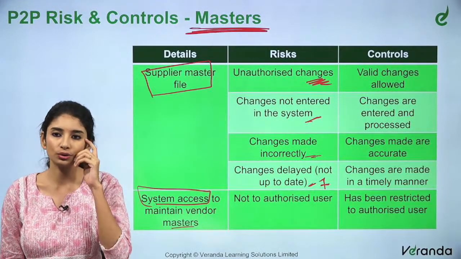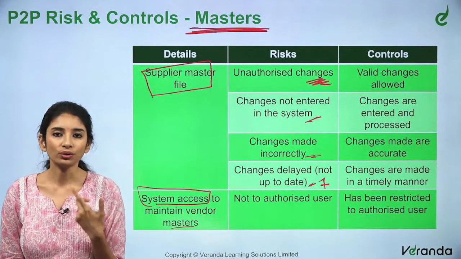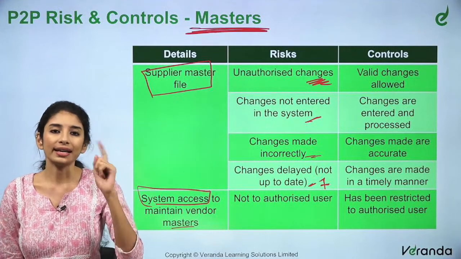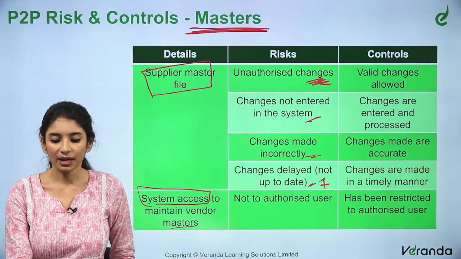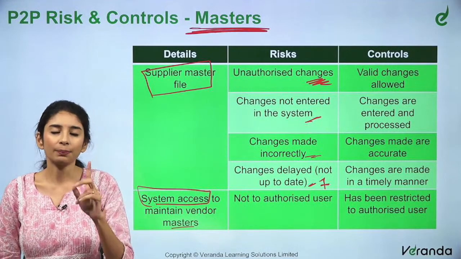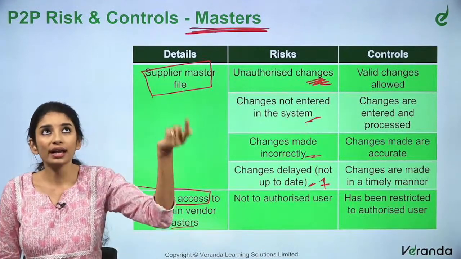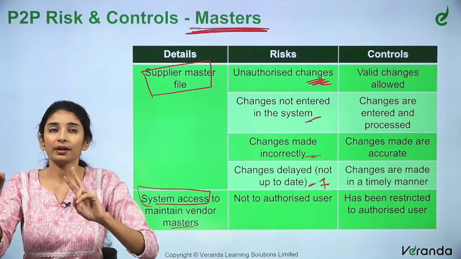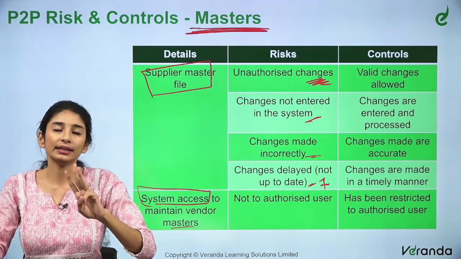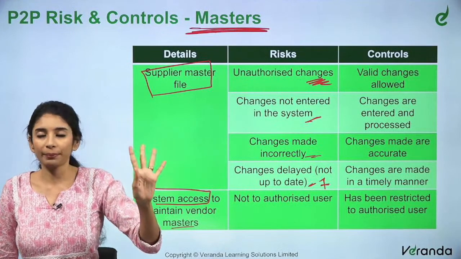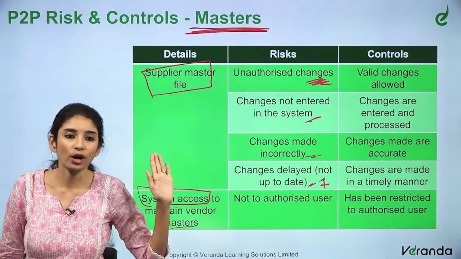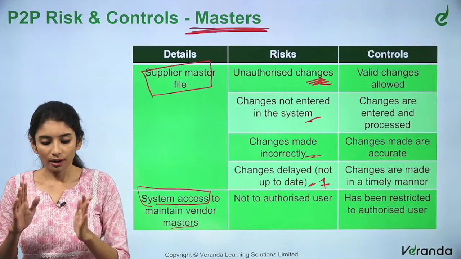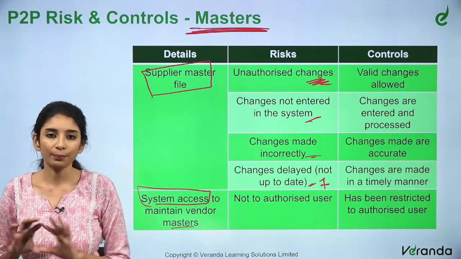So your only challenge is to remember the risks. Now, how to remember the risks, we've discussed an easy way. In case it's P2P, it's going to be supplier master file. In the supplier master file, 4 things: unauthorized changes, changes not even made, changes made but incorrectly, and finally changes not made up to date. And system access is a common point throughout.